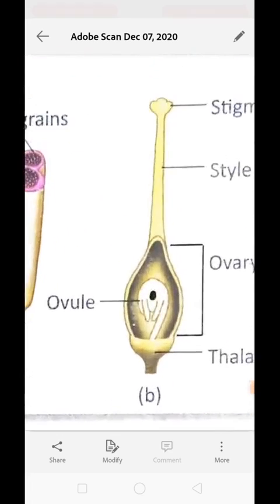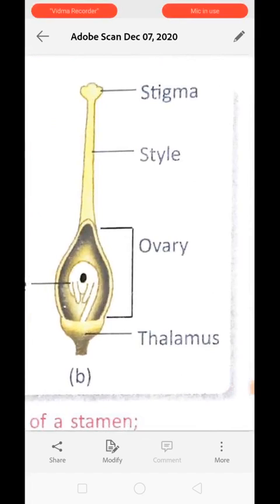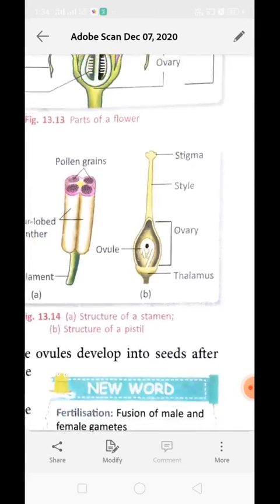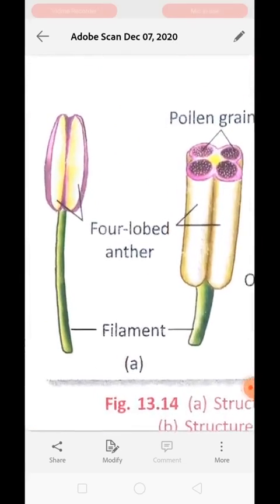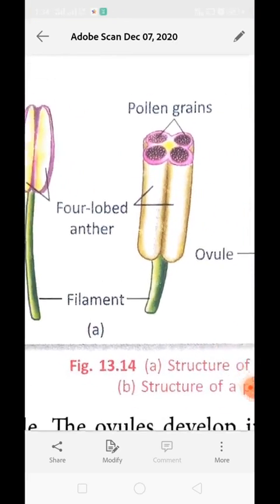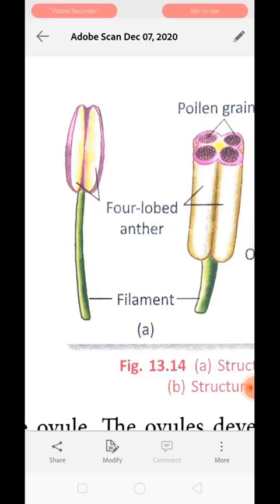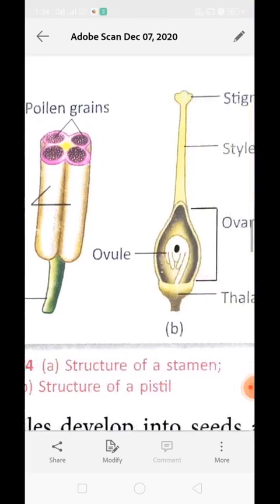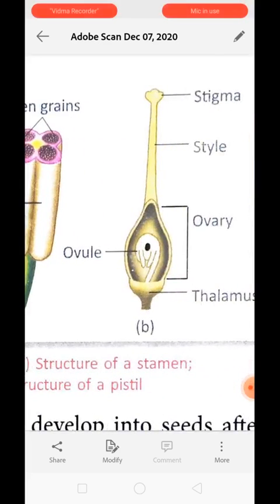This is the female part, which carries the stigma, style and ovary, and these are the male part of the flower, which carries the filament and anther. Understood? So basically we have studied in class 6 that flowers are the reproductive part of the plant. Stamens are the male reproductive part, whereas the pistil is the female reproductive part of the flower.